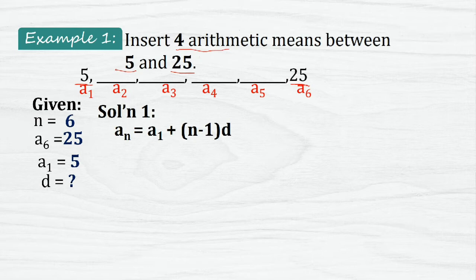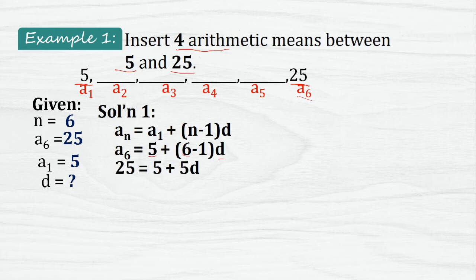So still, that's by using the formula of an arithmetic sequence: a sub n equals a sub 1 plus the quantity n minus 1 times d. For a sub n, we will use the last term given, which is 25 or a sub 6. So a sub 6, our first term is 5, n is 6 minus 1, and the common difference is what we will solve. Substitute the value of the 6th term, which is 25. Then we have 5, 6 minus 1 is 5, times d, that's 5d. Then transpose 5 from positive 5 to negative 5. So 25 minus 5 equals 5d.